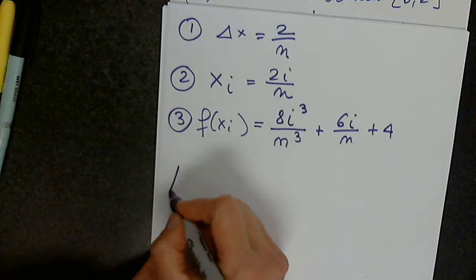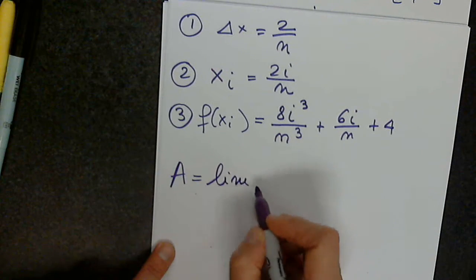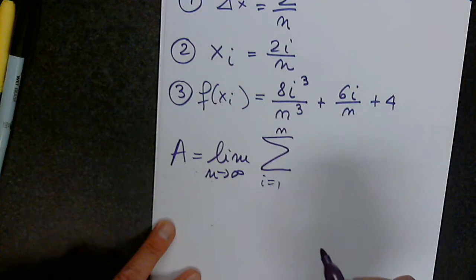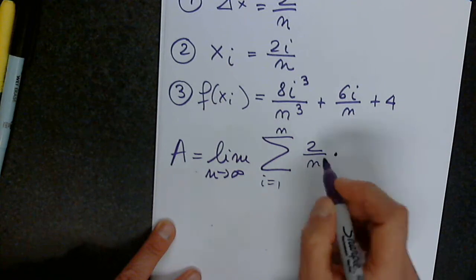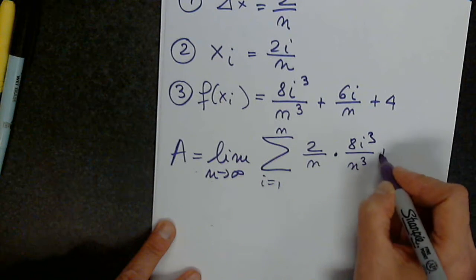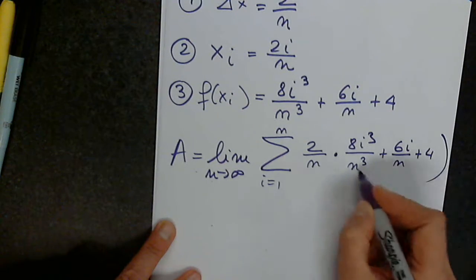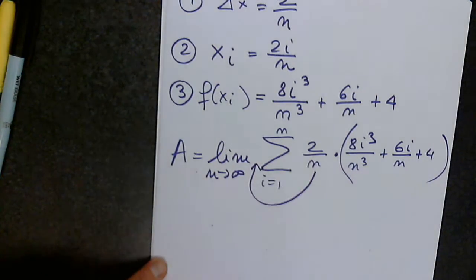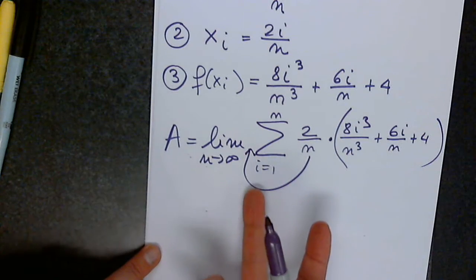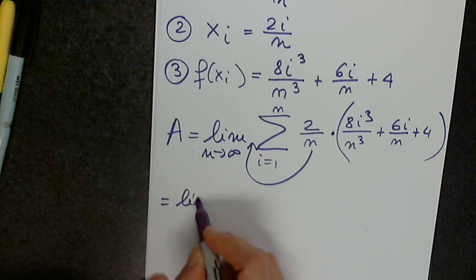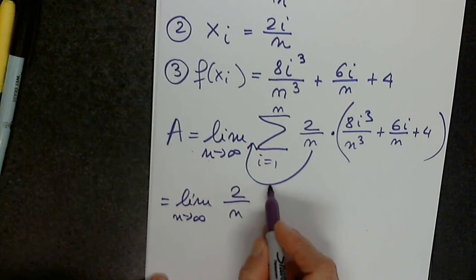Okay, finally, area equals limit as n approaches infinity of the sum from i equals 1 through n, of delta x, which is 2 over n, multiplied by f of xi, which is 8i cubed over n cubed plus 6i over n plus 4. This would go in front, as we said, because it's a factor. It does not depend on i. If it depended on i I'd have to multiply it. But it does not depend on i. It's a constant. So limit as n approaches infinity of 2 over n.